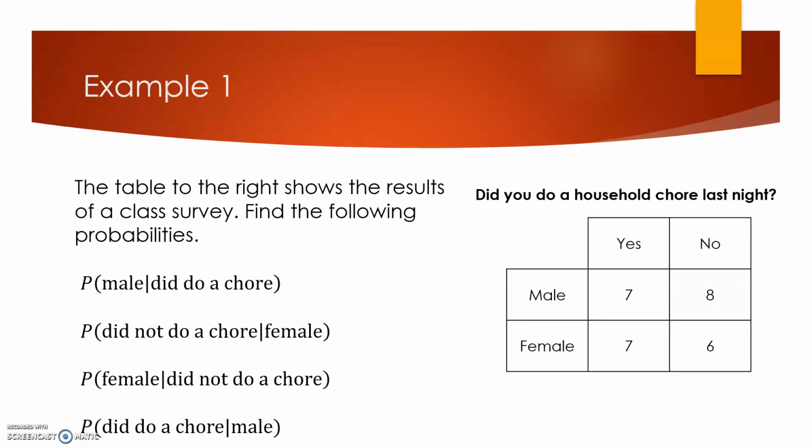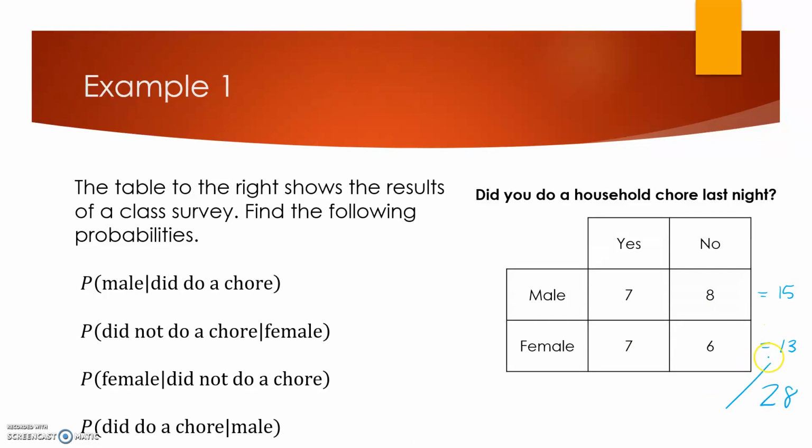And that's what conditional probability is. So let's just jump right in. We're going to look at a lot of problems that have tables with them. But this one says the table to the right shows the results of a class survey. Find the following probabilities. Did you do a household chore last night? So they've got yes and no, and then they've got male and female. So if we look all together, first thing we should always do is see how many people they interviewed or asked. So if we add straight across here, we've got 15. If we add straight across here, we've got 13. So it should be 28 total.